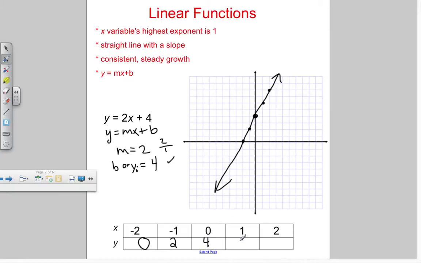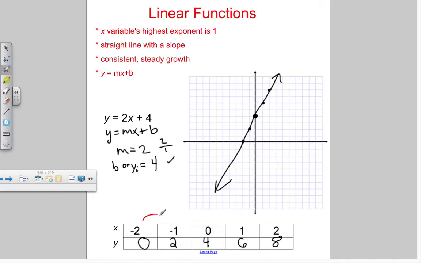1 is going to be 6. And 2 is going to be 8. Okay, so now I've got my table, my graph, and my line. The one thing I just want to show you with this is the constant, steady growth. Excuse me, consistent or constant steady growth.